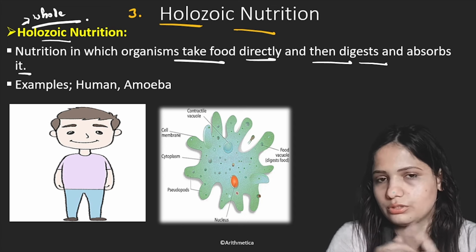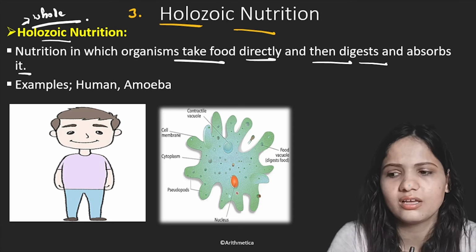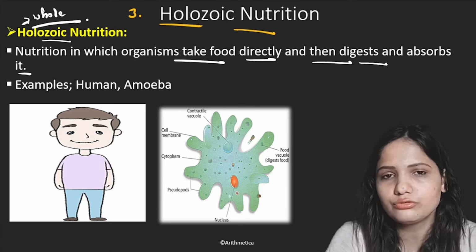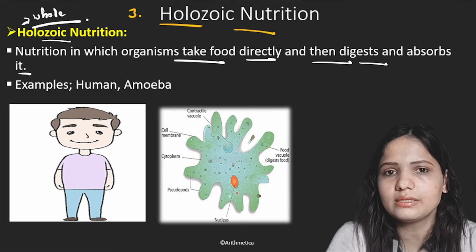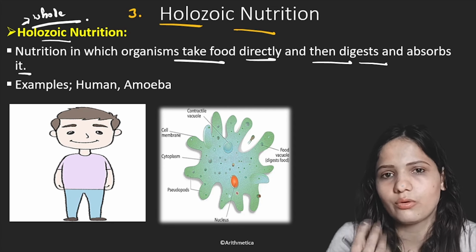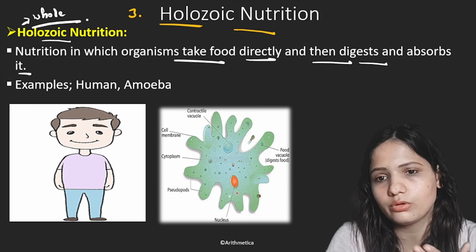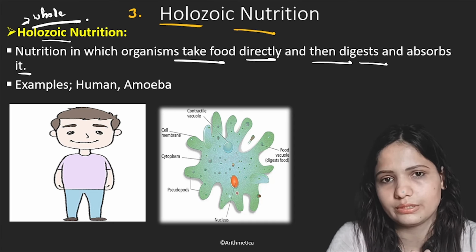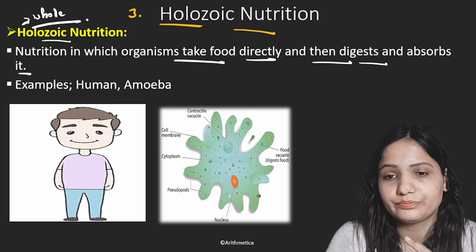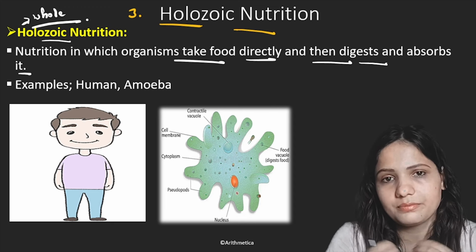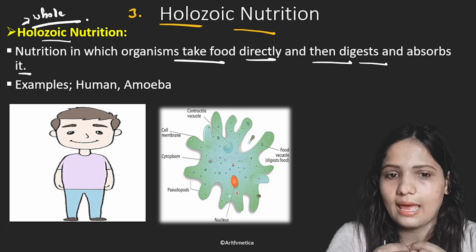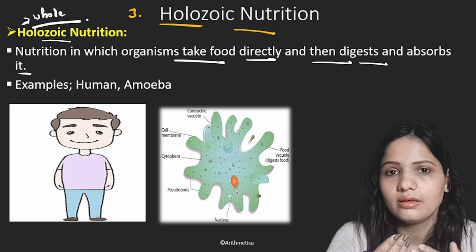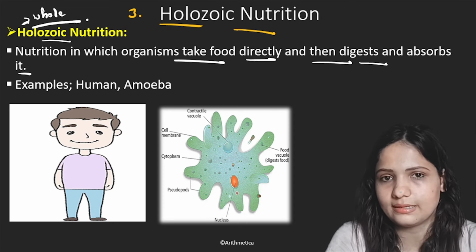So we have this nutrition. Now you can correlate this with how we digest food. Once you know how we digest food, you will get an idea of what holozoic nutrition is all about. It is about taking in food and then digesting and absorbing it. Whichever organism has this mode of nutrition performs the same things. They take up their food directly and then digest and absorb it. And then after absorption, they get their energy and perform their day-to-day functions.